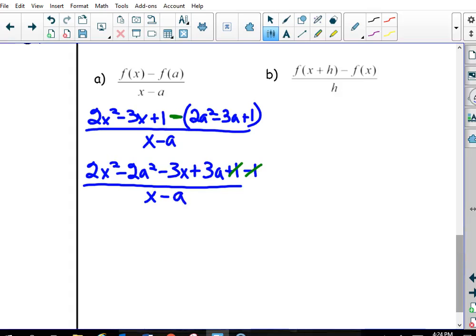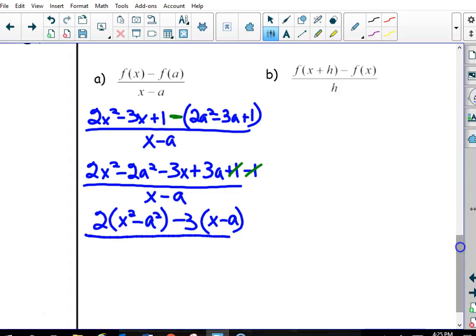All right, so if I factor out a 2 from my first two terms, and this is one of the reasons why I wrote it that way, I can also factor a negative 3 out of both my second terms. And we don't usually factor this way, but in these problems, you have to. And that's all over x minus a.